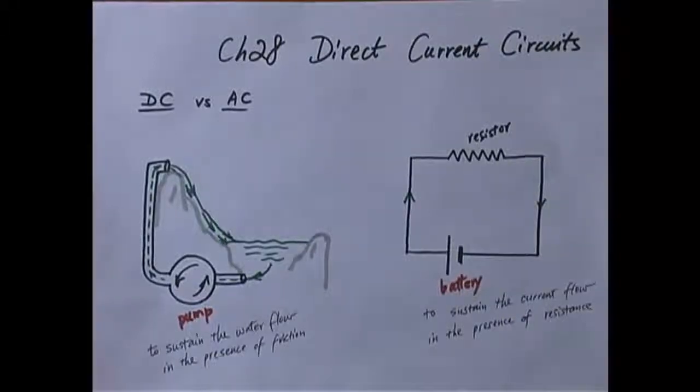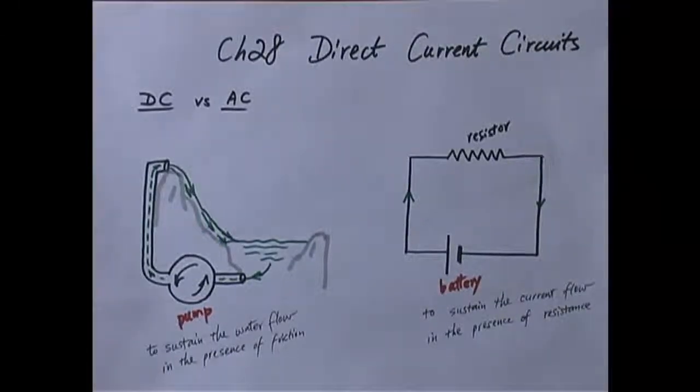Chapter 28, Direct Current Circuits. We studied two elements in a typical electrical circuit. One is a capacitor, and the other one is the resistor that we studied in the previous chapter. So now it is time for us to put together these elements in a real electrical circuit.